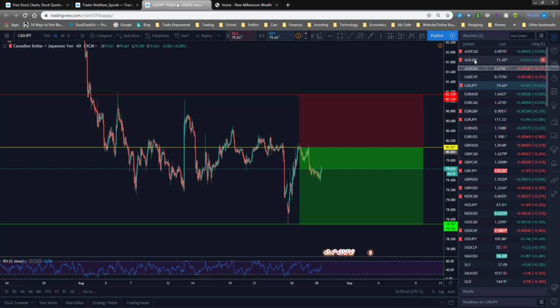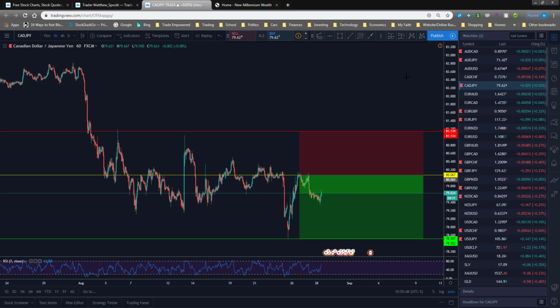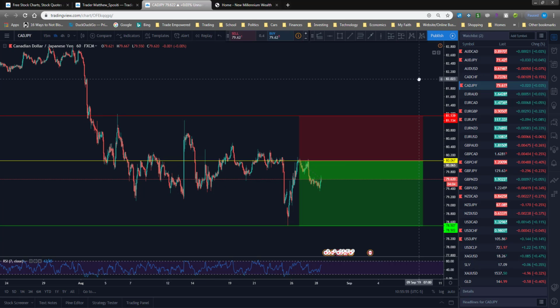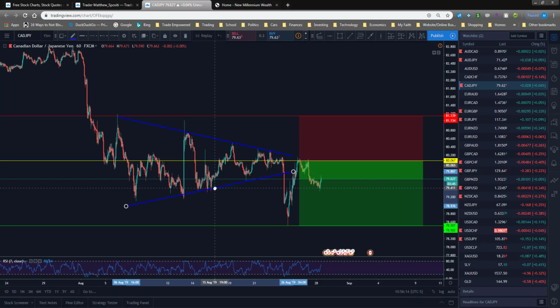But I mean, you look at this, CAD yen, Aussie yen. Look at that. They look almost identical. I mean, yes, there are a few differences, but they look very, very similar. And that's just because they're both yen pairs. Ultimately, the CAD yen and the Aussie yen are both yen pairs, and they're going to move in a very similar way. So what you can see here is that, and I didn't really point this out in the last one, but the market was, in fact, wedging. It was creating a wedge pattern.